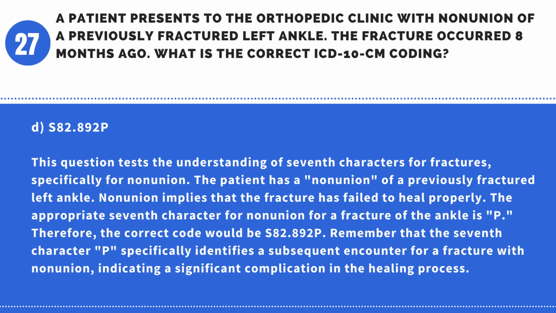S82.892P. This question tests the understanding of seventh characters for fractures, specifically for nonunion. The patient has a nonunion of a previously fractured left ankle. Nonunion implies that the fracture has failed to heal properly. The appropriate seventh character for nonunion for a fracture of the ankle is P. Therefore, the correct code would be S82.892P. Remember that the seventh character P specifically identifies a subsequent encounter for a fracture with nonunion, indicating a significant complication in the healing process.